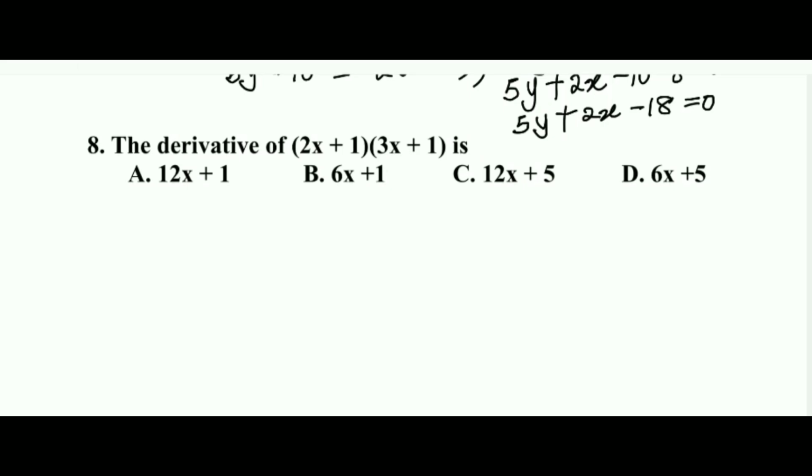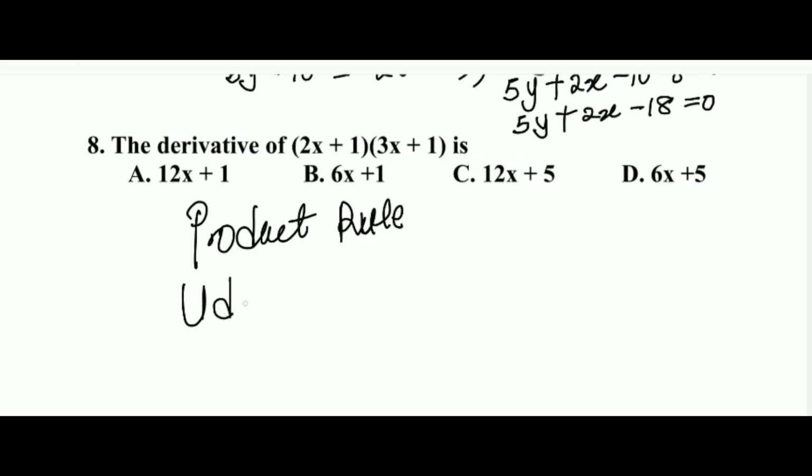But because there are other questions where expanding makes it more complex, I'm going to solve this using the product rule. The product rule is one of the rules that help us to differentiate problems. It is used when you have a product of two factors. This is (2x + 1) times (3x + 1). That's a product. So the product rule says u dv/dx plus v du/dx.